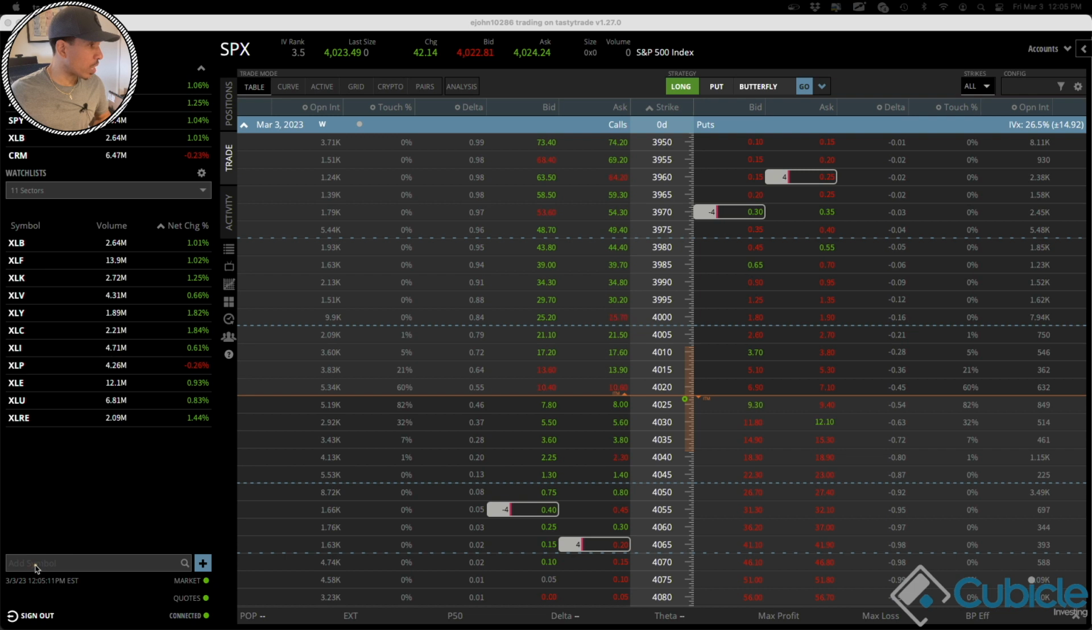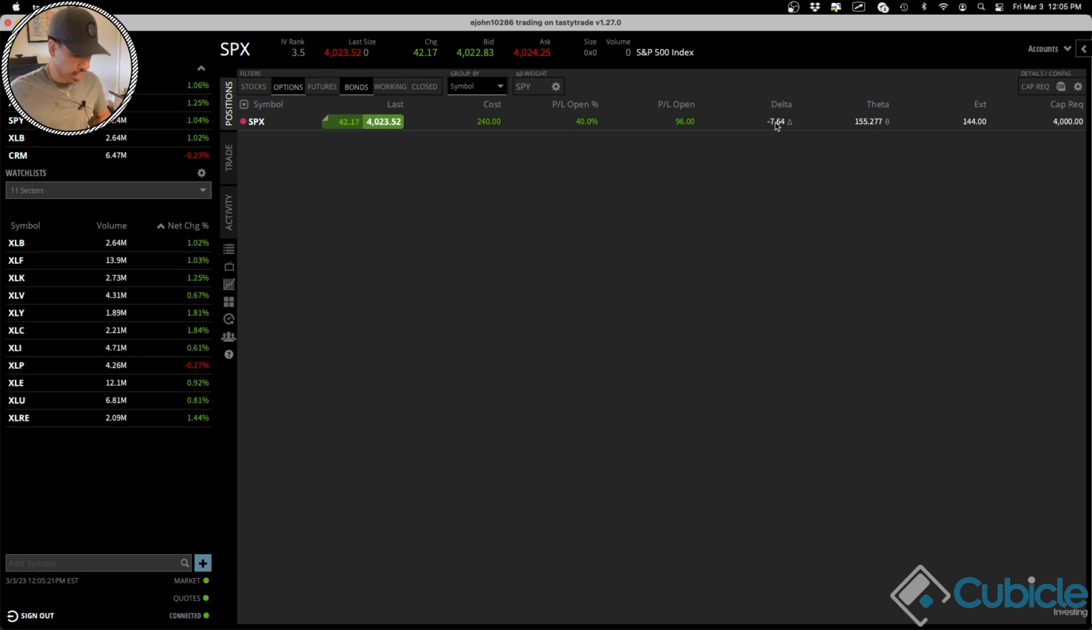All right, so it's 12:05. The price of SPX has risen slightly, and that is reflected in the delta. Remember, before, the delta was roughly zero, but now it's at -7. Because the price of the underlying has risen slightly, the delta becomes negative.